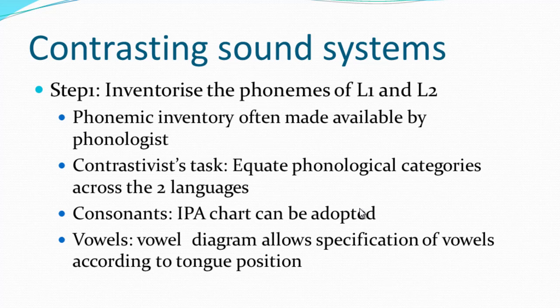Okay, now, these are the 3 steps of comparing and contrasting sounds. First step, we do an inventory. An inventory is a chart. We have to describe all of the details, all of the characteristics, all of the features of the sounds. So we inventorize the phonemes of the 2 languages using charts.